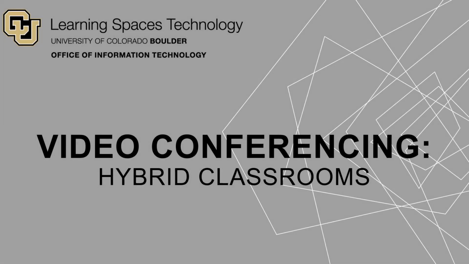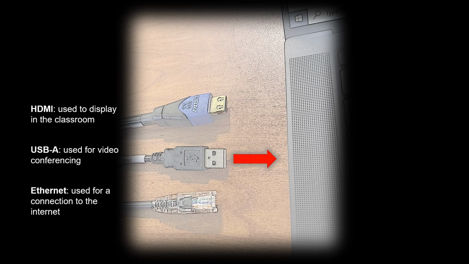In this video, I will show you how to access the room's camera and microphone for video conferencing. If you are using your own device, you must connect the USB-A cable shown here. This cable allows you access to the camera and microphone in the room.